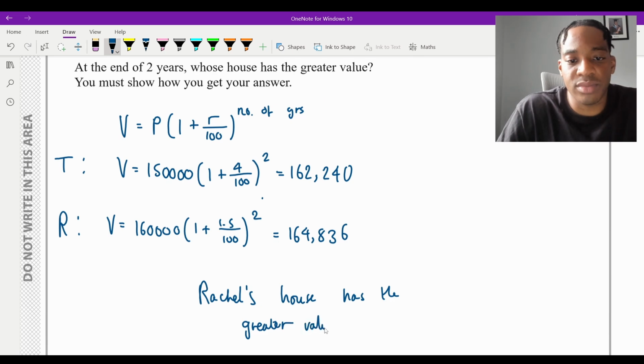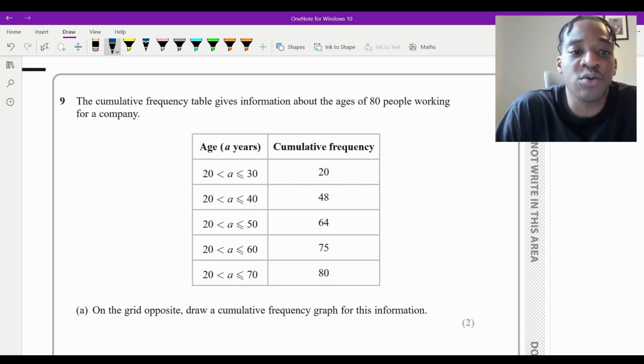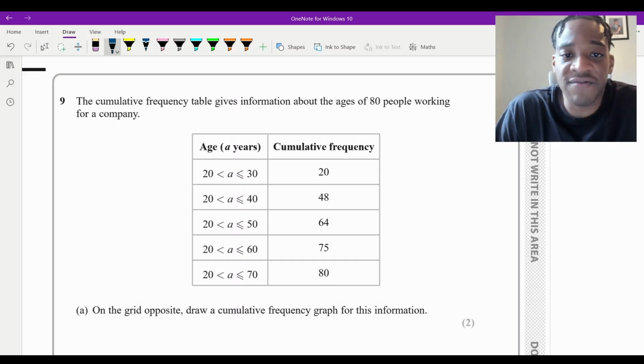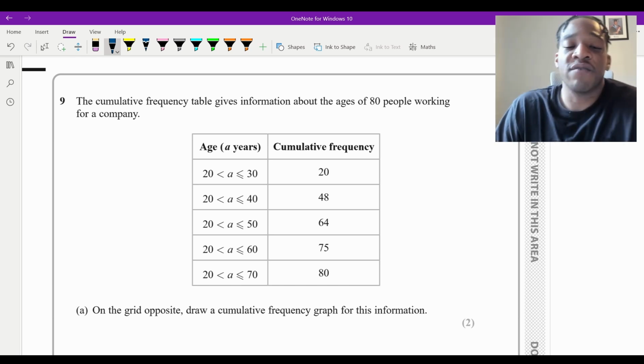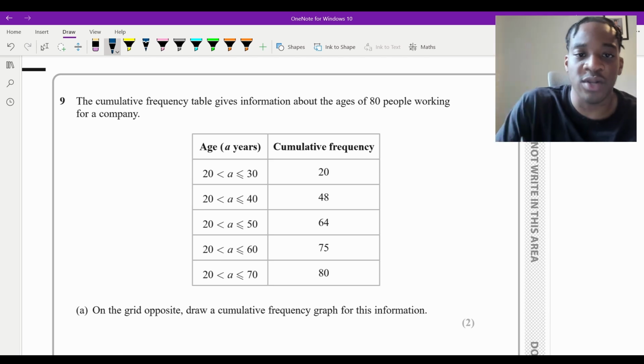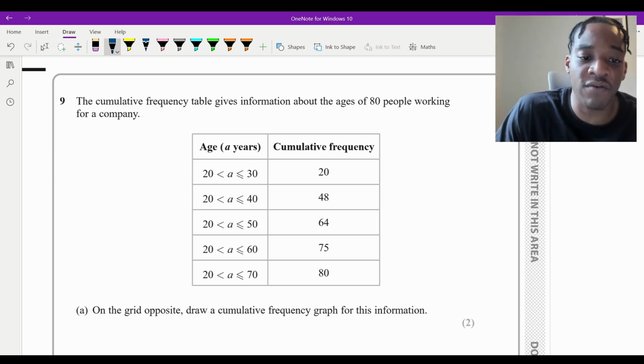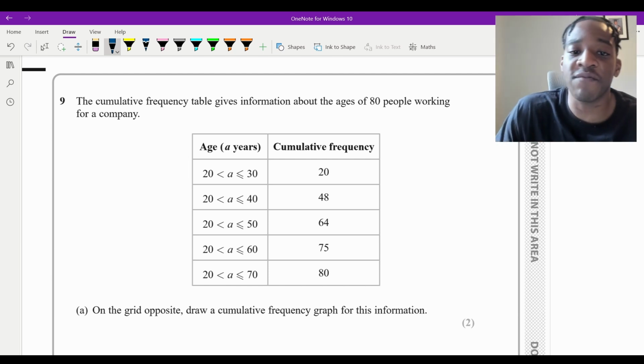And that's it. And that is question 8 finished. Okay, so question 9 says the cumulative frequency table gives information about the ages of 80 people working for a company. We've got the ages on the left in the columns, and we've got the cumulative frequency on the right. Part A says on the grid opposite, draw a cumulative frequency graph for this information for 2 marks.